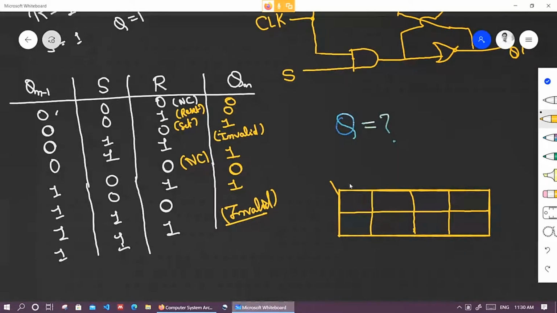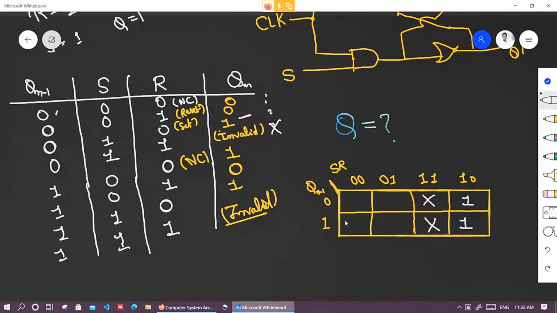Fine. So this is 2. At 2 we have 1. Sorry, this is 3. So there will be 1 over here, and there is a cross. Invalid means cross. So we'll put a cross over here. Then the invalid is at this point, and 1 is at this point, and 1 is at this point. This is 0, 1, 3, 2, 4. This is the map.